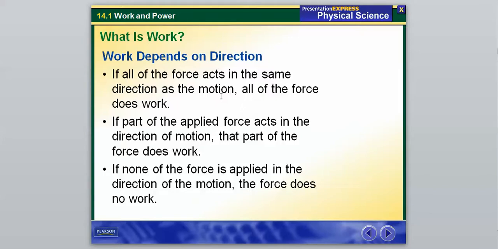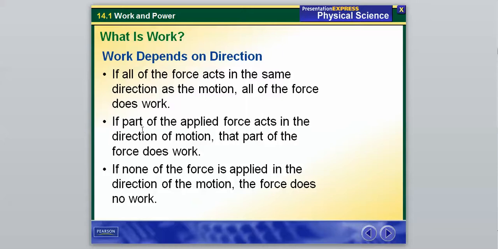However, if only part of your applied force acts in the direction of motion, that part of the force does work. So you can kind of have a split there where some of the force you're exerting is doing work on the object, and some of the force is not. We're going to see a couple examples here momentarily. And if none of the force is applied in the direction of the motion, then the force does no work.